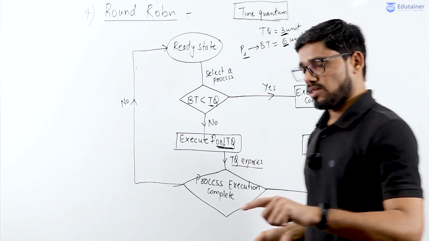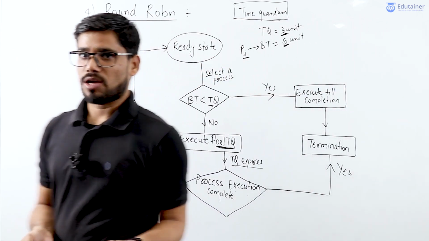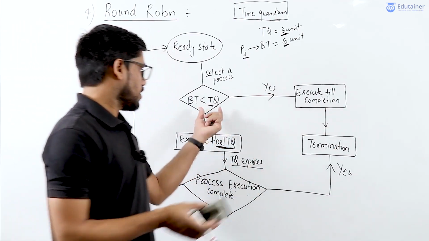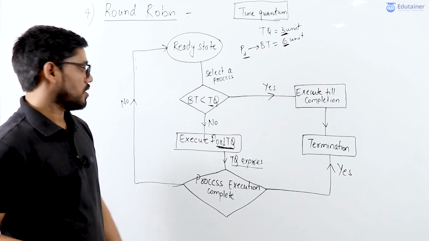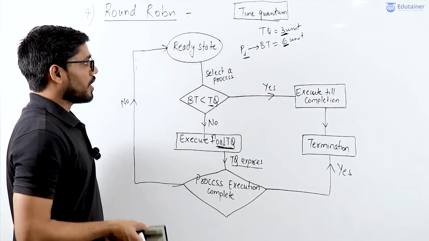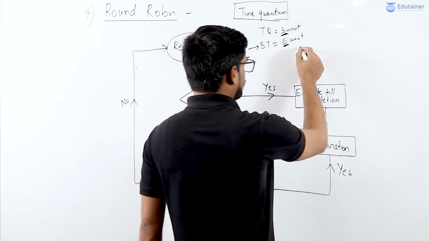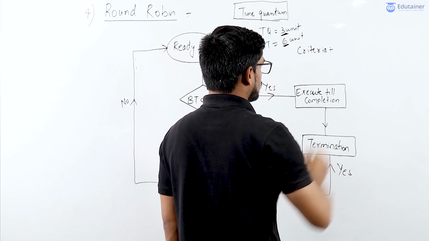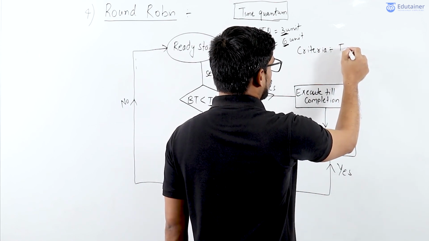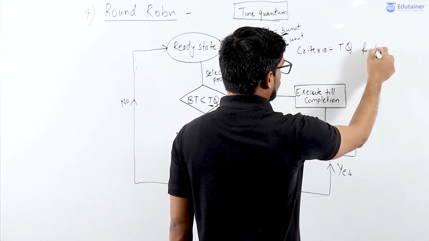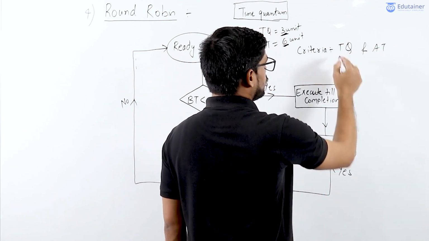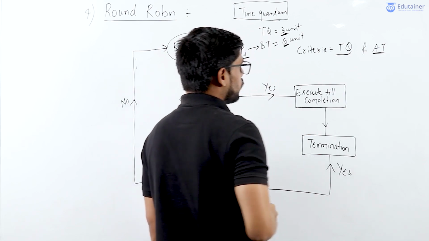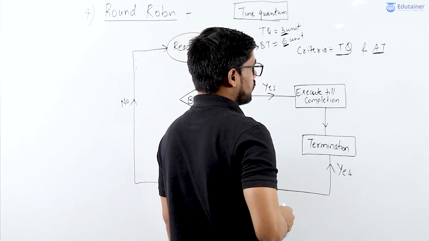Check the burst time with the time quantum. If the burst time is less than the time quantum, then we will run it till completion and terminate it. Otherwise we will run it for exactly 1 time quantum. So in this algorithm, the criteria for picking a process are time quantum and arrival time. There are two criteria used in round robin: one is time quantum and one is arrival time.